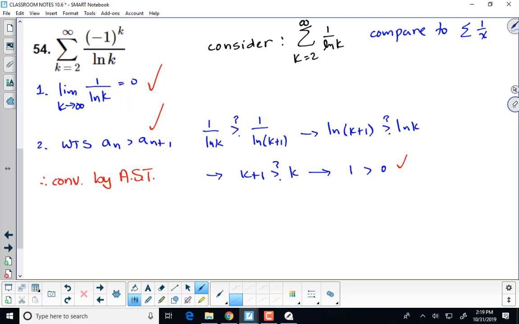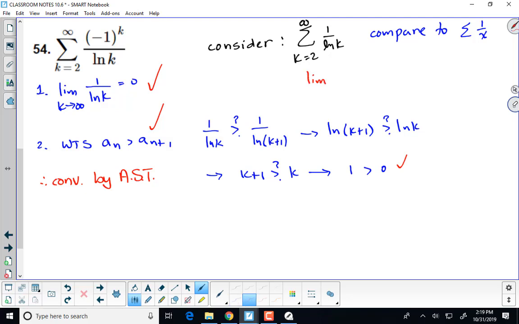Okay, so the comparison test, our hunch now is that this diverges, and we're going to compare it to this known divergent series. Let's actually do the limit comparison test, because then we don't have to worry about it. Sometimes with the comparison test, you have to say, oh, wait, which side of the inequality do I need this to be on? Let's just do the limit comparison. That's just a little more straightforward.